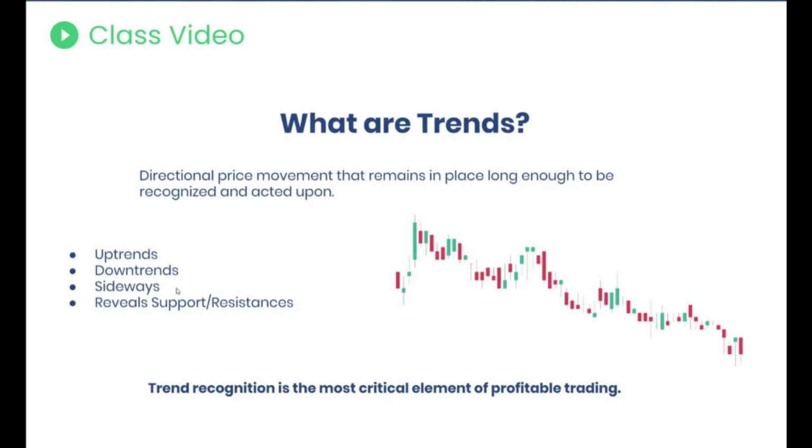And there are two main things that we use for trading. One is going to be the trend. Two is going to be a pattern. So we're going to start with trends. And what are trends? Well, really, they're directional price movements that remain in place long enough for you to be able to recognize them and for you to act upon them.